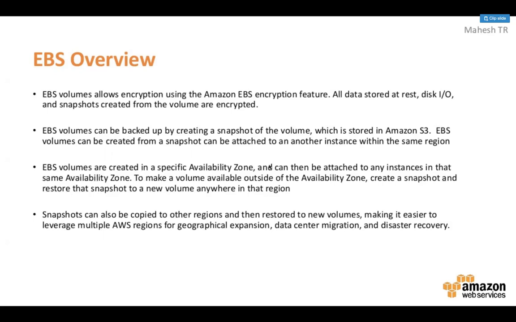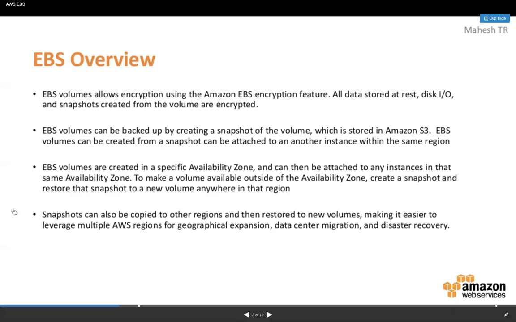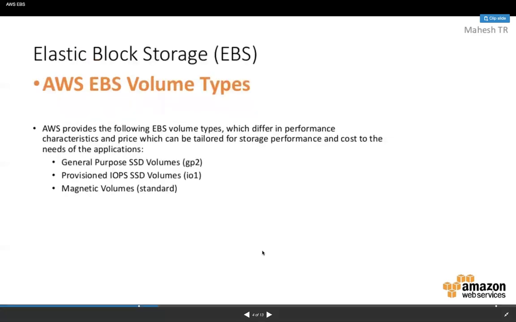EBS volumes are created in a specific AZ and can be attached to any instances. Okay, so when we have created a snapshot, we can take it to the different AZs, and we can also take it across regions for the backup purpose. So snapshots can also be copied to other regions and then restored to new volumes. So we will check in the demo how from a volume we can create a snapshot, and again from a snapshot how we can create a new volume. That we will check in the demo part as well.